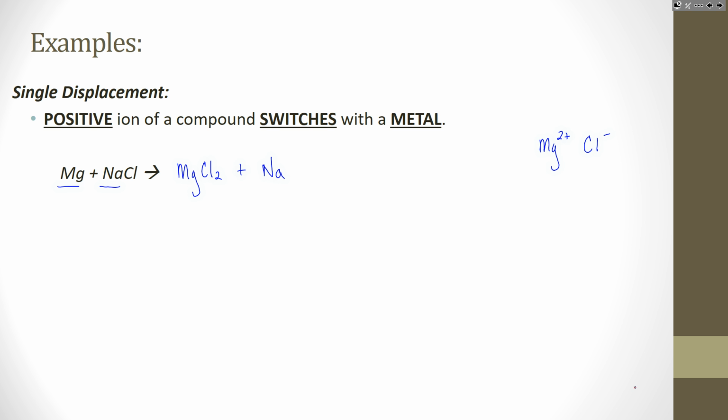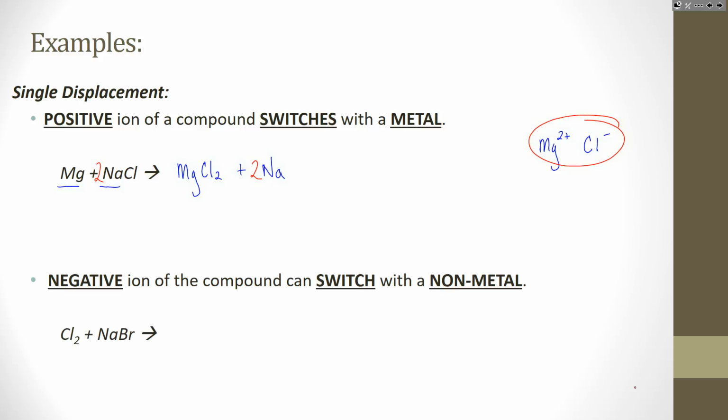Now again, notice that I have extra chlorines here. I can't just switch them however I feel like. I have to put them together based on these charges. So in doing so, I need a 2 here to balance the chlorines, and now I need a 2 here to balance the sodiums. This is where you have a positive or metals switching.